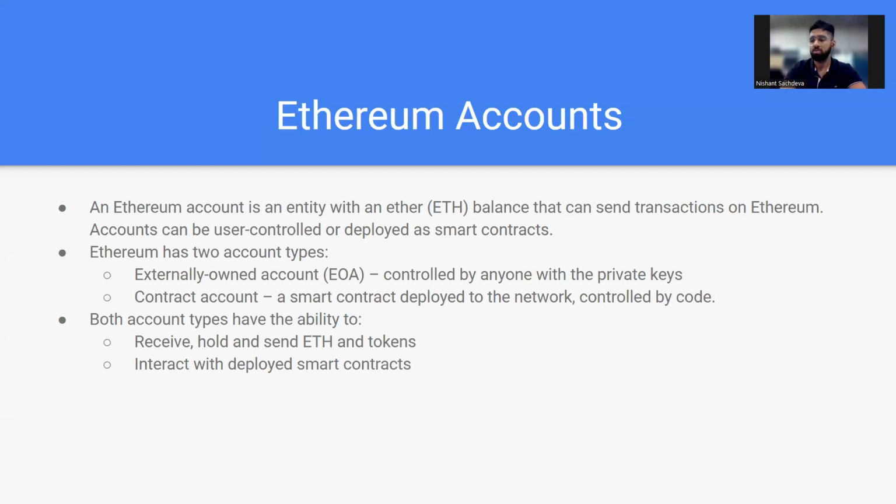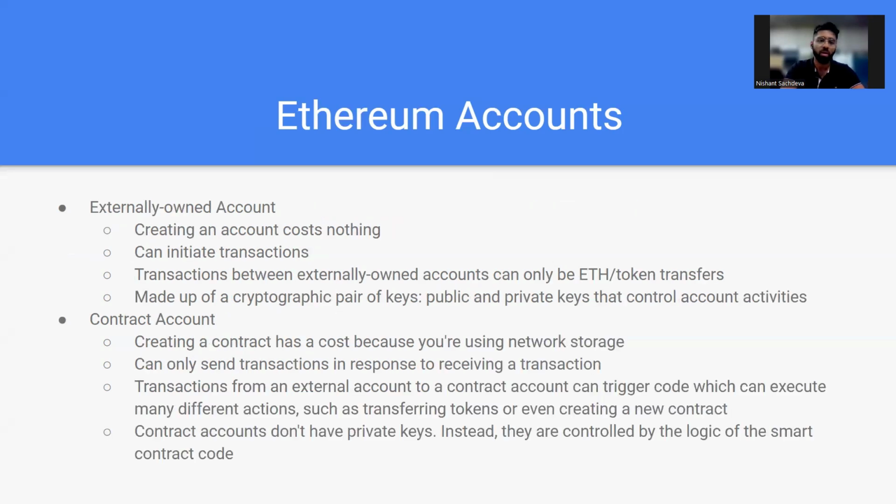Then there is the contract account, which is basically code deployed on the network. Both of these accounts can receive, hold, and send Ether coins, and they can send tokens, and they can interact with other deployed contracts as well. A slight difference between these is that an externally owned account costs nothing to create. It can initiate transactions, and these transactions can be only Ether and token transfers. They have this public-private key so that the user of the account can establish ownership of the account and use that as proof of ownership.